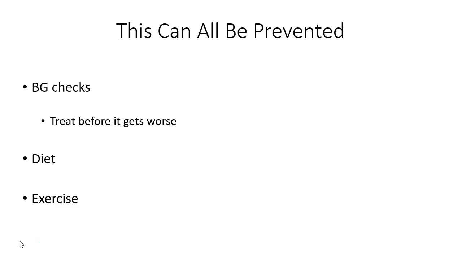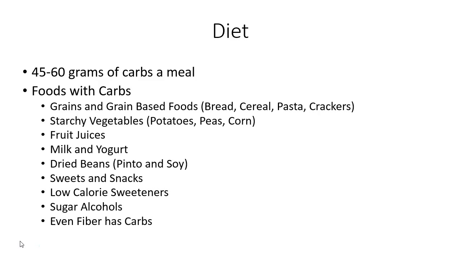And other things you can actually do is diet and exercise. And it'll make sense in a second. So with diet, I know your book actually says a little bit different as far as the amount of grams of carbs a person can actually have per meal. But typically, what I have found in the hospital, whether it be Scottsdale or Banner, it's usually 45 to 60 grams of carbs per meal. The foods with carbs are grains and grain-based foods, such as bread, cereal, pasta, and crackers. Starchy vegetables, which are potatoes, peas, and corn. They also have fruit juices, milk and yogurt, dried beans, sweets and snacks, low-calorie sweeteners, sugar, alcohols, and even fiber has carbs in it.